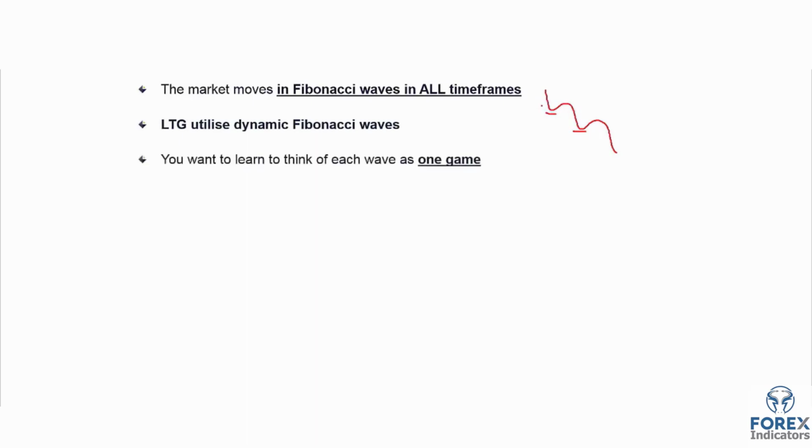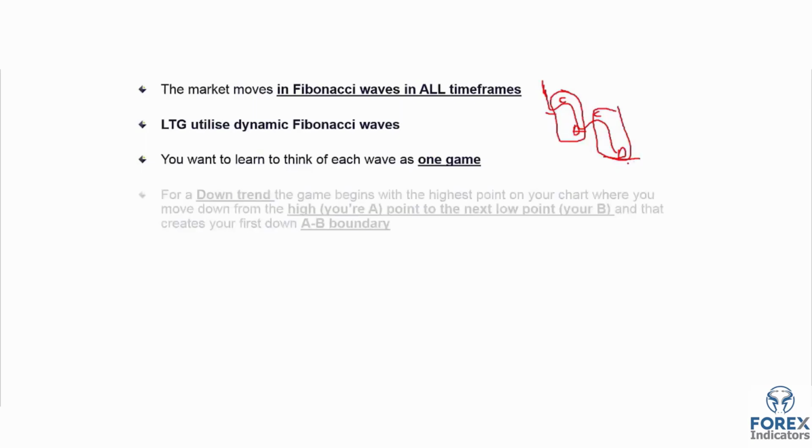Okay, you want to think and learn of each wave as one game. In other words, what we want to do is we want to trade this kind of game here, which is a C to D game. Okay, and that's what we're going to cover in the strategy section. So in other words, when we're trading with the trend, we're just looking at this being one game. Our job is to actually capture this bit here or this bit here. Okay, and that's what we're looking to do. So each time we capture it, then you get out, and that's the game complete. Okay, so think of each wave as one game.